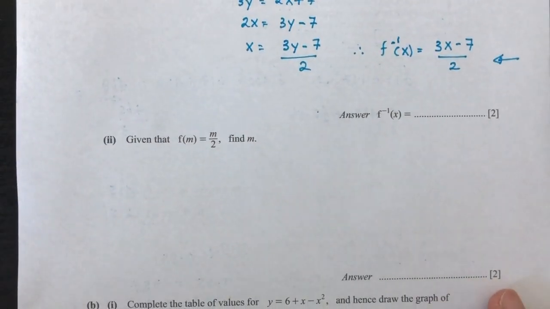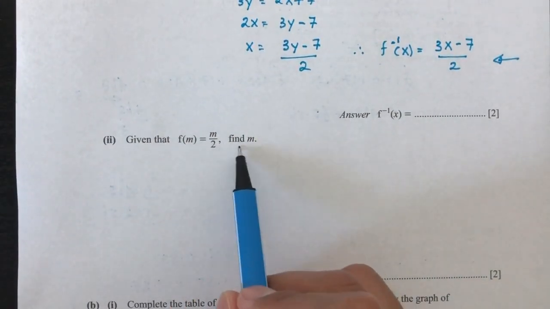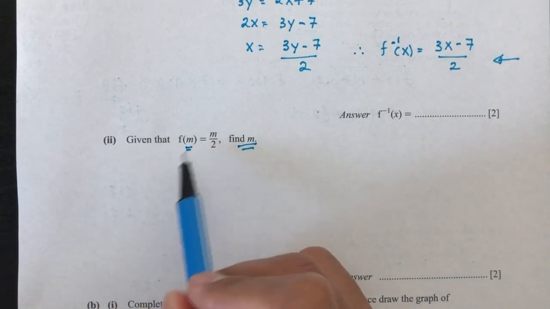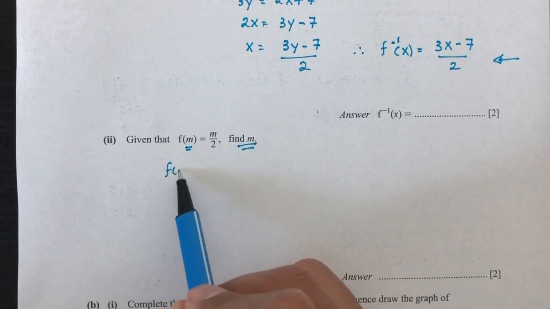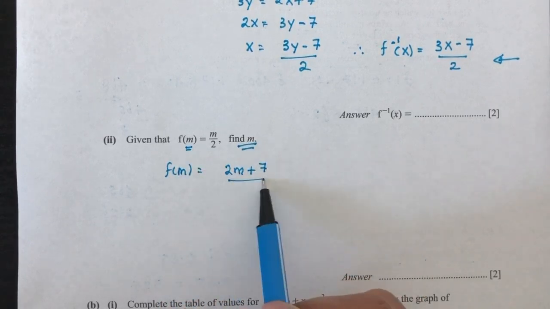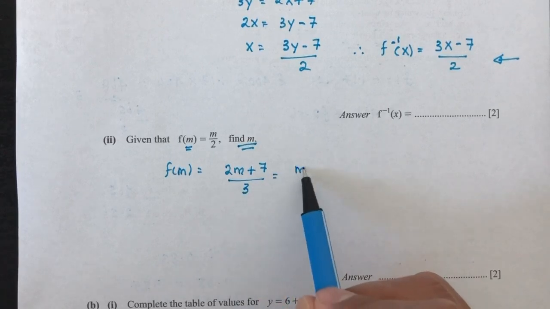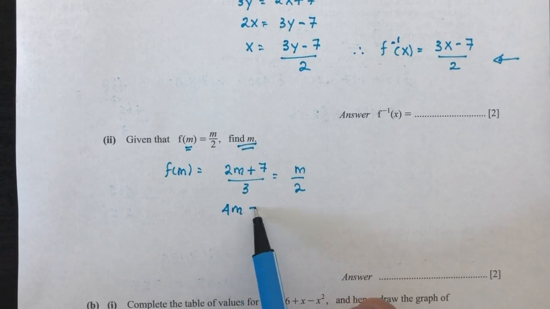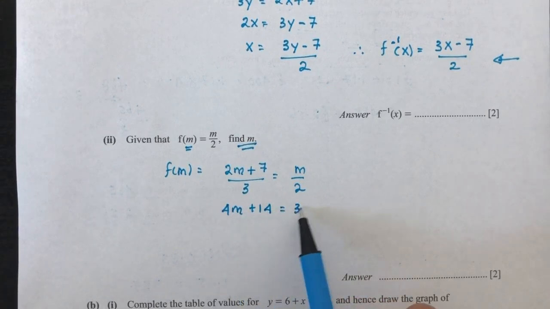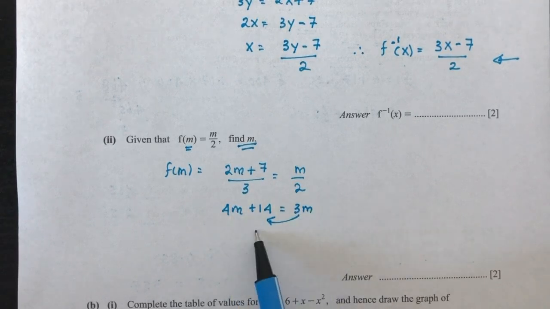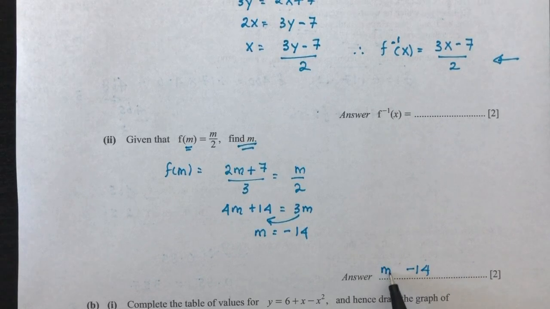Now for part 2, given that f of m equals this, find the value of m. Pretty easy, we just have to replace the value of x by m. So function f of m is equal to 2m plus 7 over 3 equal to m over 2. So we cross multiply, you will have 4m plus 14 equal to 3m. So we send this over here, you will have 4m minus 3m, so m equals minus 14. M is minus 14.